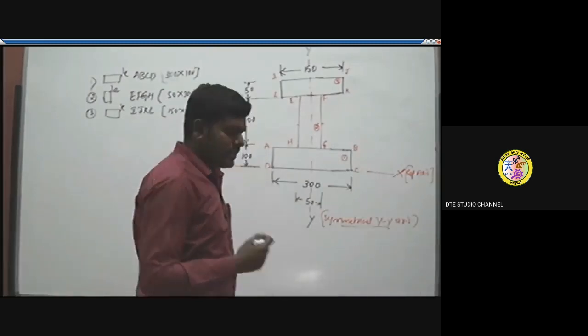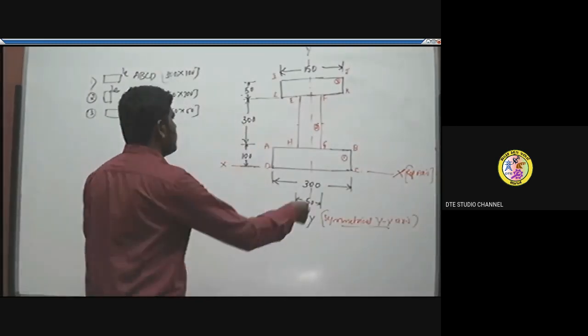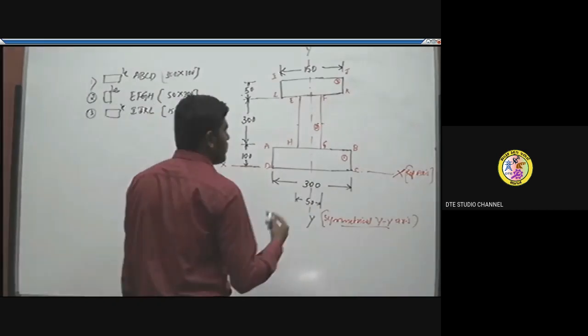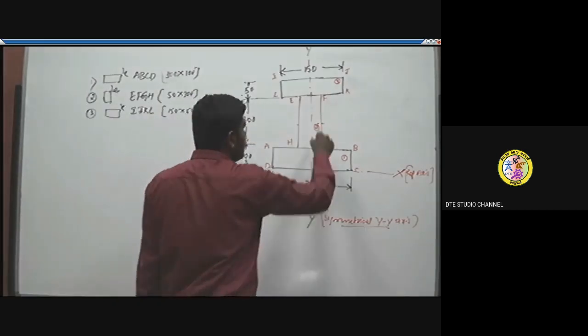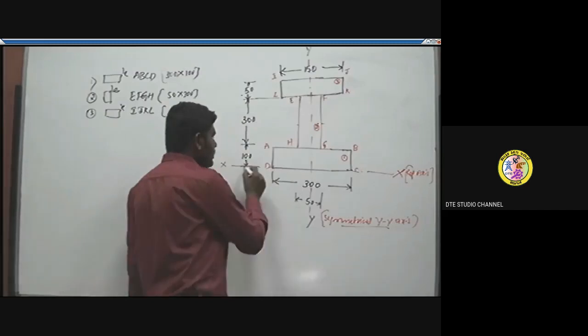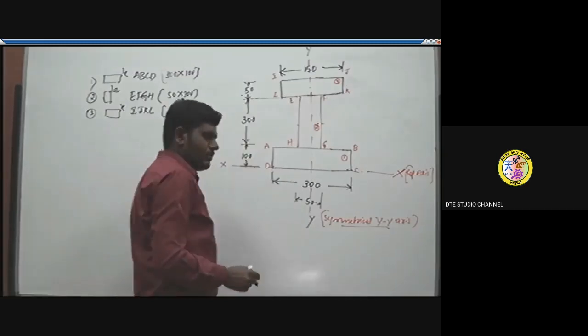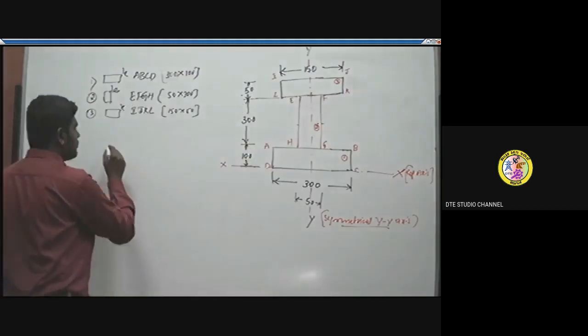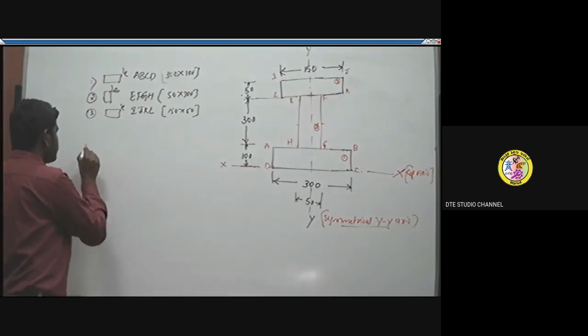Next, we find the centroidal distances of these individual laminas about this reference axis. In the next step, I'll first write a serial number here. I hope you can see this.